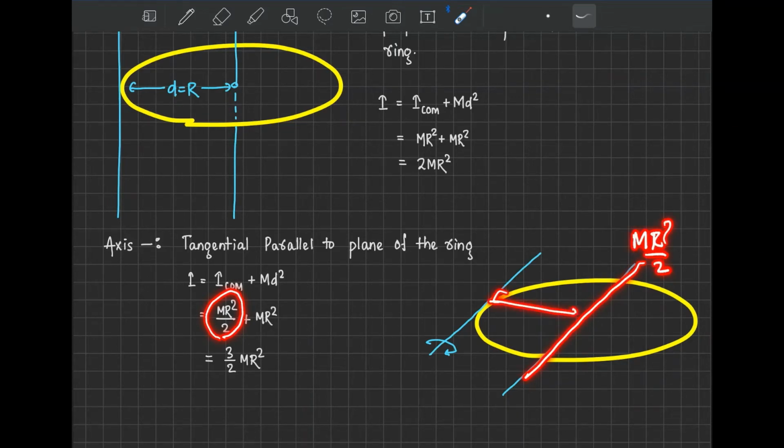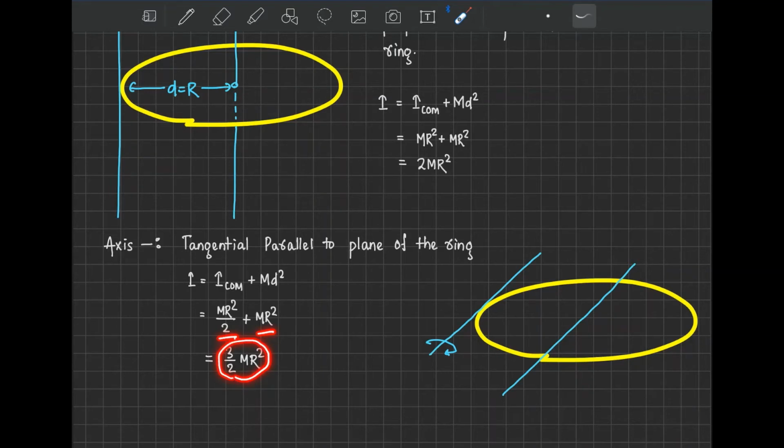Now this distance is again R, which is equal to the radius. So if we put I_COM plus MD square, then we get MR square by 2 plus MR square, which is 3MR square by 2. This is the moment of inertia about this axis. This is our 3MR square by 2. So all the ring cases are done.